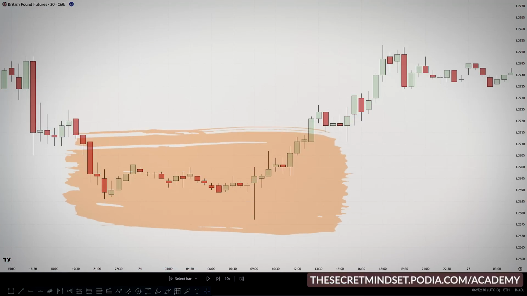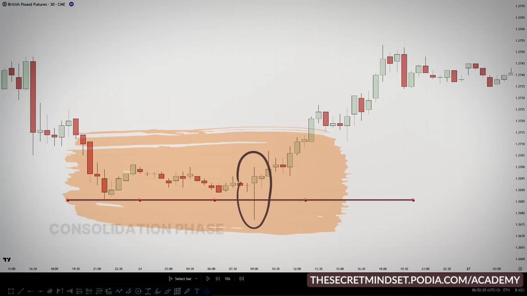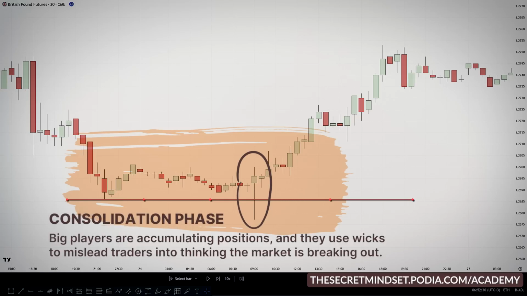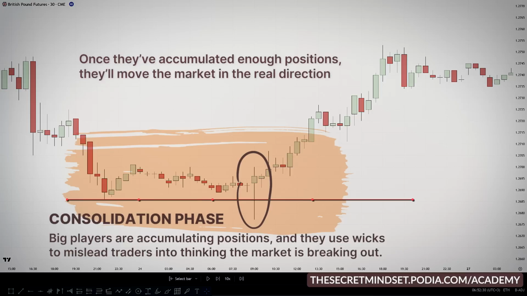Also, wicks are more common during certain phases of the market. In consolidation phases, big players are accumulating positions, and they use wicks to mislead traders into thinking the market is breaking out. Once they've accumulated enough positions, they'll move the market in the real direction, often leaving a series of wicks behind as a trail of manipulation.